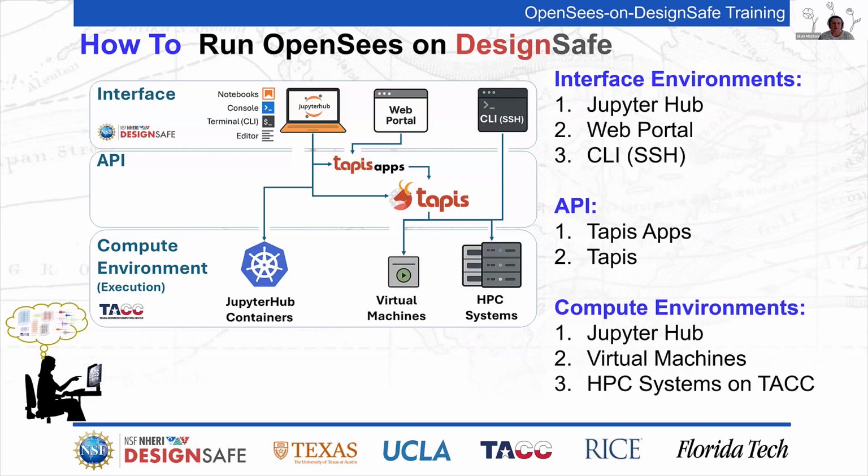And then there's the Jupyter Hub containers. If you're not familiar with Kubernetes, it's a really neat way of deploying little environments. And in this case, for DesignSafe on TACC, it's set up as a Jupyter Hub environment. So you've got your own little system where you can actually run OpenSees, and I will show you, and it's in the documentation. You can run OpenSees within there.